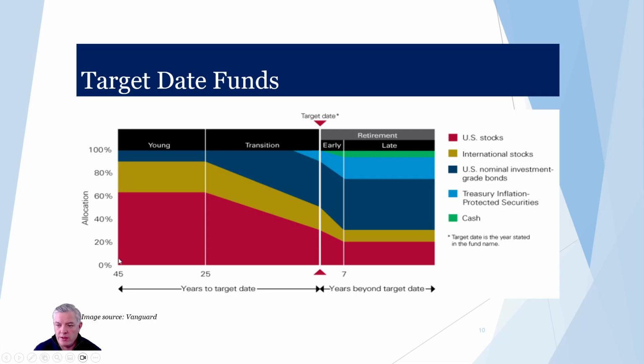You can see over here on the far left, when you're 45 years away from retirement, you essentially have 60% US stocks, somewhere like 30% international stocks, and then 10% nominal investment grade bonds. And as you get closer and closer to retirement, you can see that bonds become more and more of the portfolio until you're in late retirement, when bonds become pretty much the bulk of the portfolio.